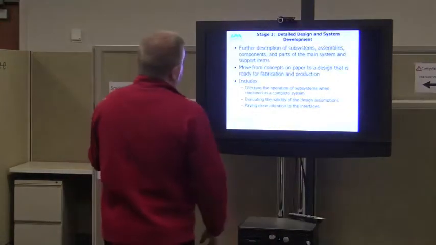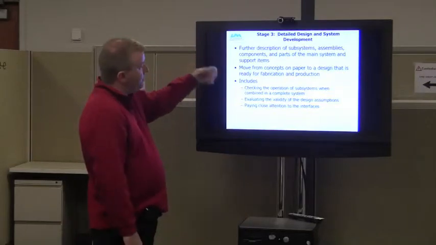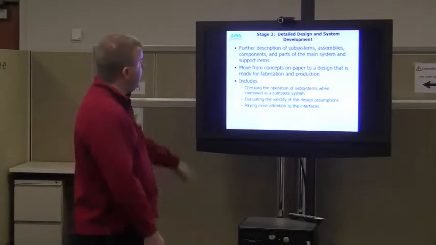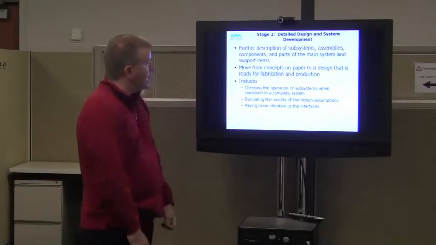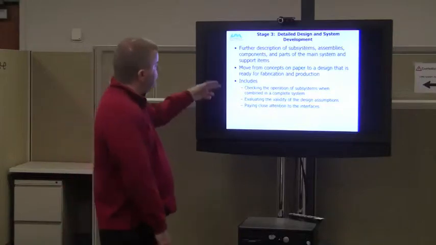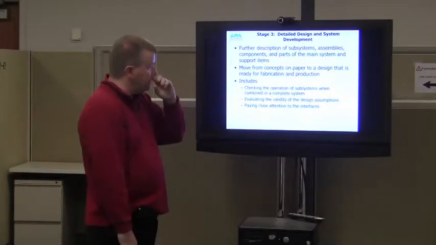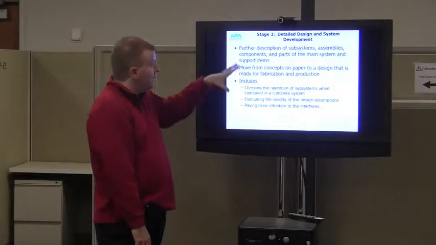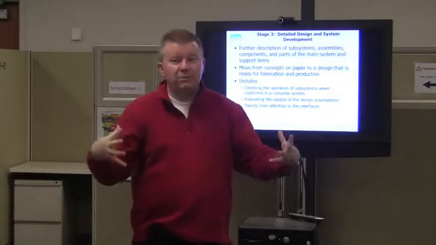Stage 3 is detailed design and system development. So there's further description of the subsystems, assemblies, components, and parts of the main system, and the support items, right? We're just continuing to make more detail. You move from concepts on paper to a design that is ready for fabrication and production, right? So it includes checking the operation of the subsystems when combined into a complete system. You evaluate the validity of the design assumptions, and you pay close attention to those interfaces, right? So all that happens because now it's real, it's hardware, it's becoming a design. So everything's coming together.